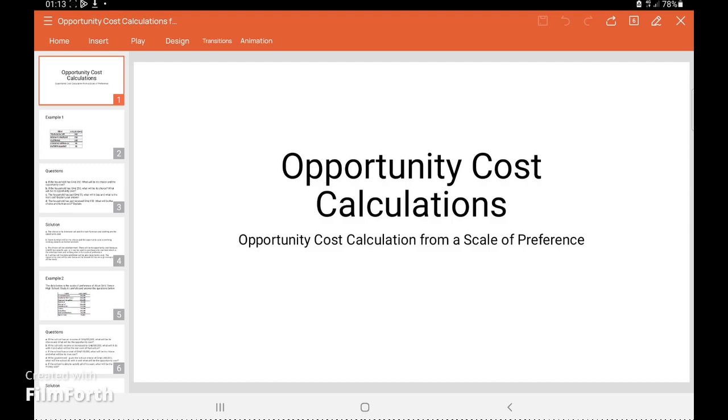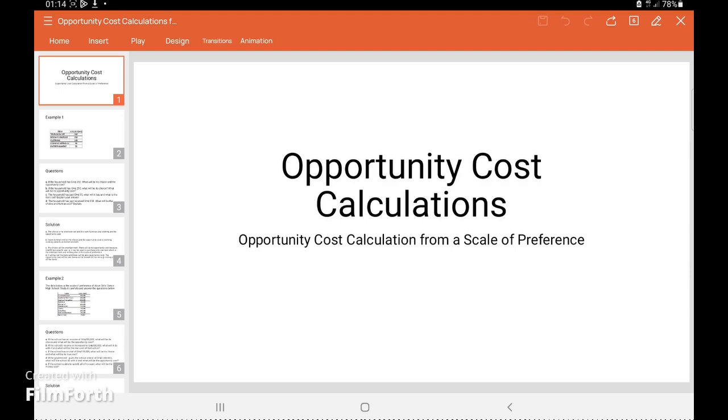What then will you say is scale of preference? The scale of preference is a list of one's unsatisfied wants in order of priority or in order of importance.